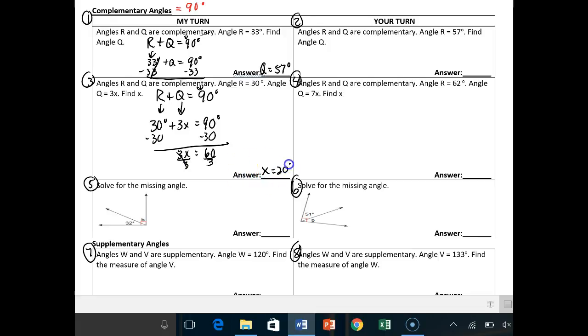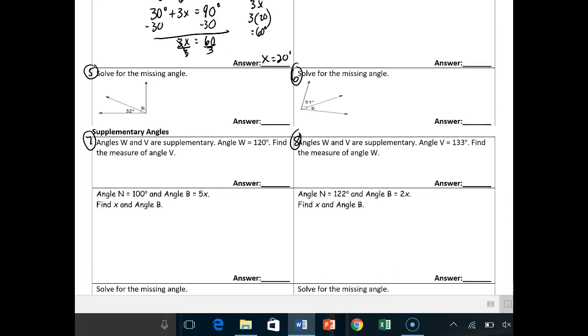So notice very carefully here. X is equal to 20. That is not the measure of Q. If I wanted to find out the angle measure of Q, angle Q would be equal to 3x, or 3 times what x was. X was 20, so the angle of Q would be equal to 60 degrees. But the problem clearly said find x, which we did. If the problem said find angle Q, then you would say 60 degrees was your answer.